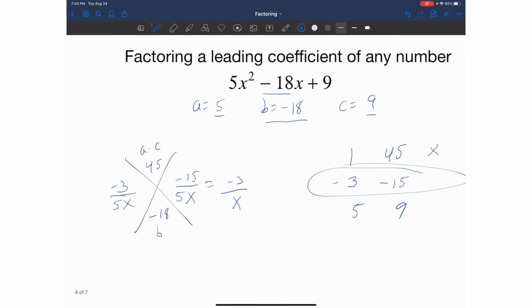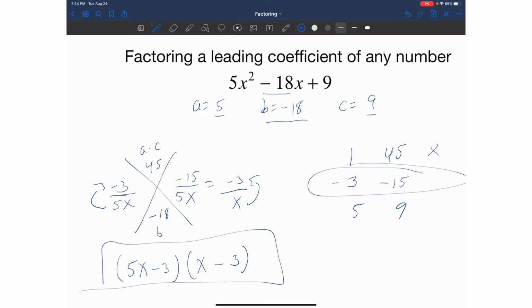Now that I finished doing that, I can start writing my final answer again from the bottom towards the top. So in this case, it's going to be 5x minus 3. And then in this case, it's going to be 1x minus 3. And then that's going to be our final answer.